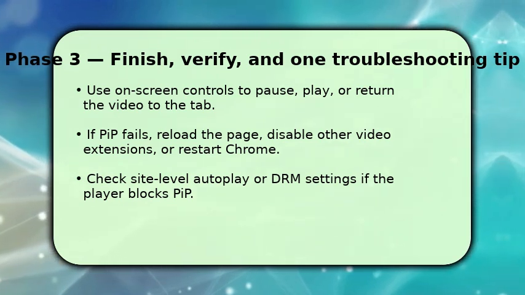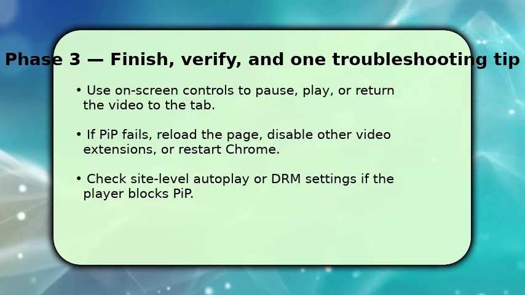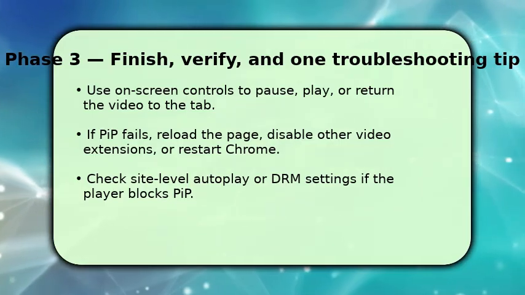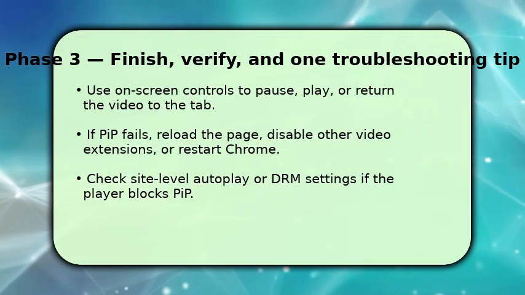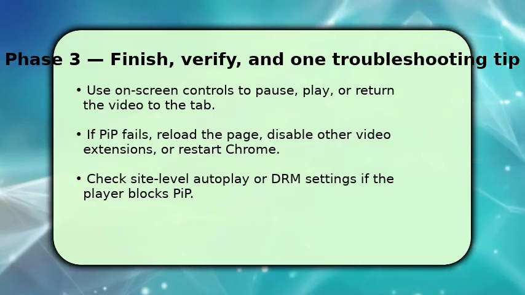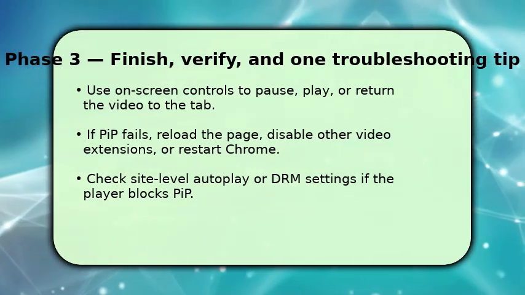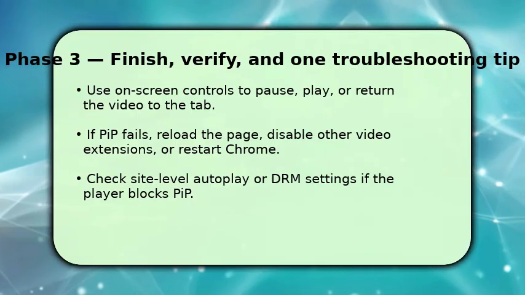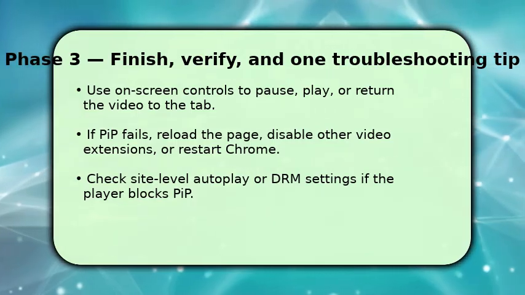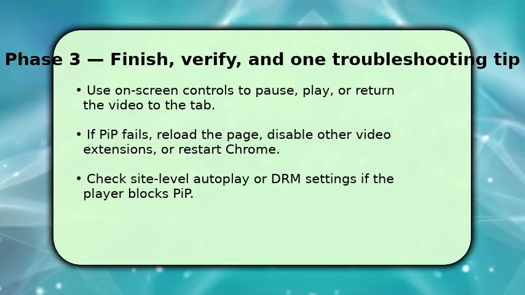If PiP won't start, reload the page and retry. Conflicts from other video extensions are common, so disable them temporarily. Also, make sure the site's autoplay or DRM settings aren't blocking PiP. If they are, adjust site permissions or use an alternative source. That single troubleshooting step fixes most issues quickly.